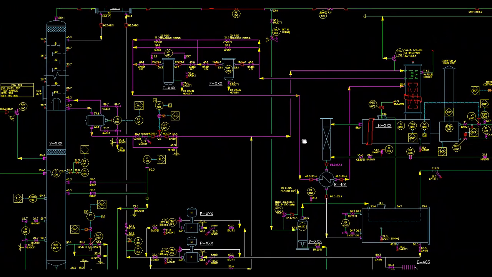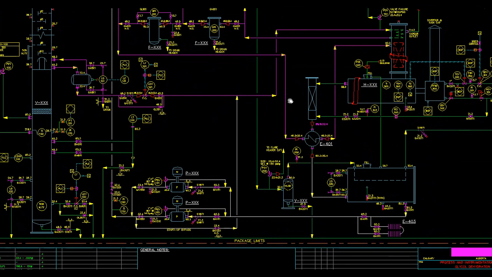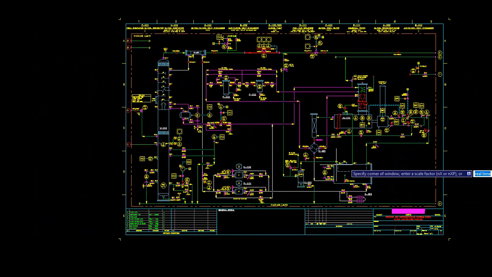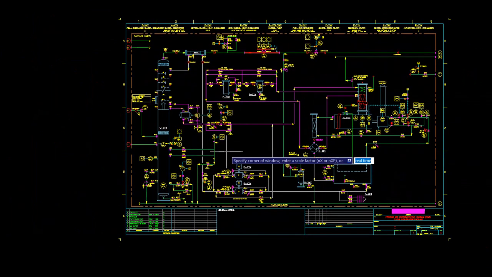So these are the controls and the important instrumentation presented here, and I have now come to the end of this presentation. I hope you have found some useful points to take away from this video.